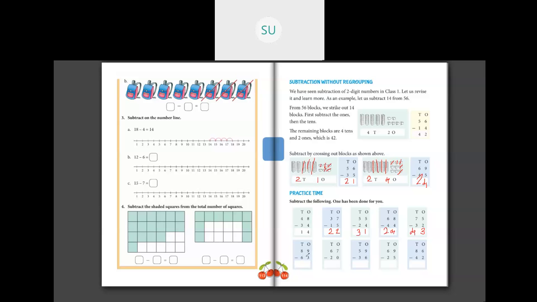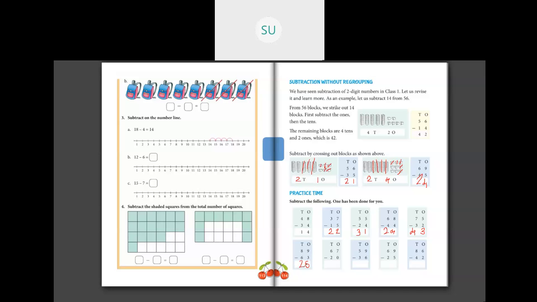Then 89 minus 63. First we'll subtract the ones. 9 minus 3. If I take away 3 from 9, what will be remaining? 6 will be remaining. Then moving on to tens, 8 minus 6. If I take away 6 from 8, 2 will remain. So 89 minus 63 is 26. Okay, so this is how you do subtraction without regrouping.